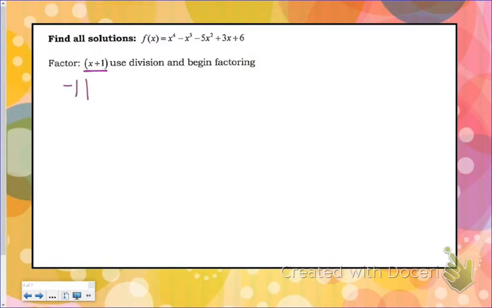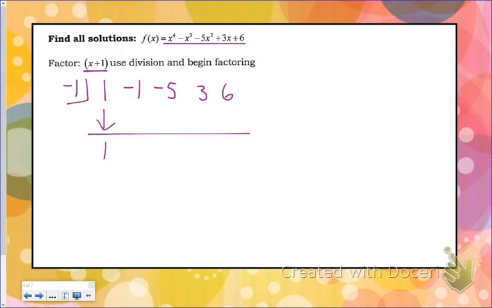So -1 is the number that's going to go in the box in the top left, because remember, if I'm dividing by x plus 1, it's the opposite sign. Then I write the coefficients of all those numbers: 1, -1, -5, 3, and 6. So with synthetic division, you bring down the first number, you multiply by what's in the box, and you add down the column. So you multiply by what's in the box, add down the column, multiply, add, multiply, and add.